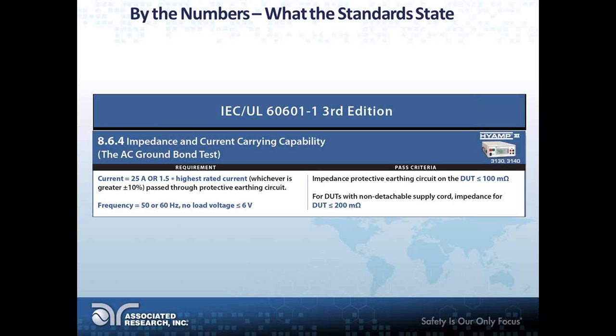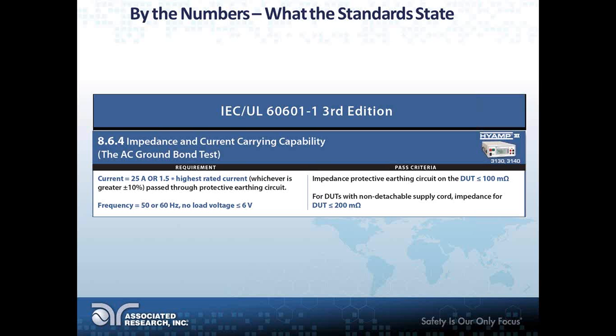As you would imagine, if you have a detachable supply cord, you're going to measure that at the little ground pin on your product. If you add a cord and you can't remove it, obviously that's going to add some resistance. So they put a little leeway in the standard to be able to do that.